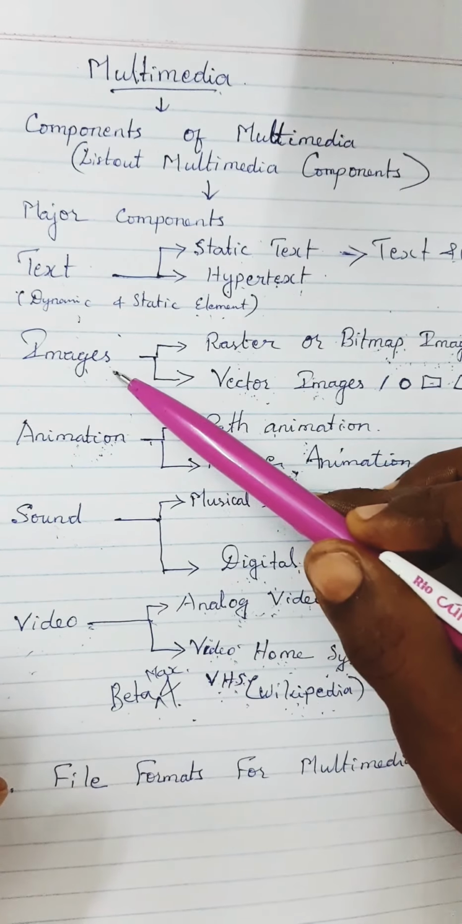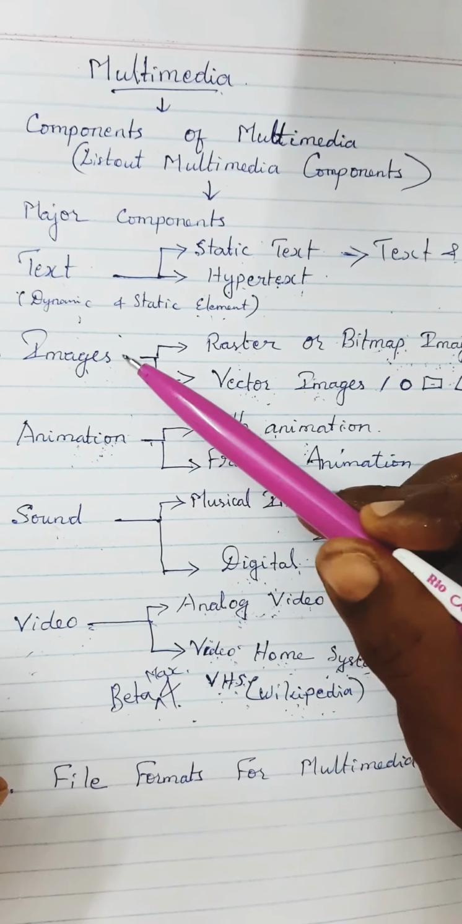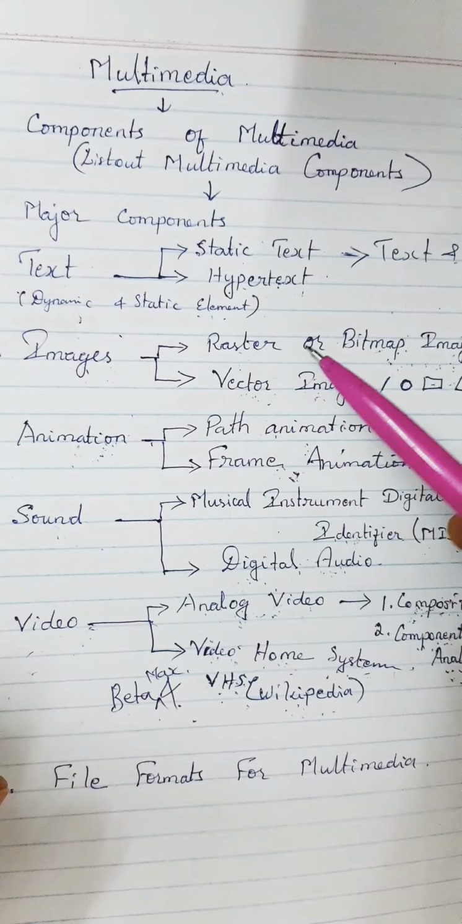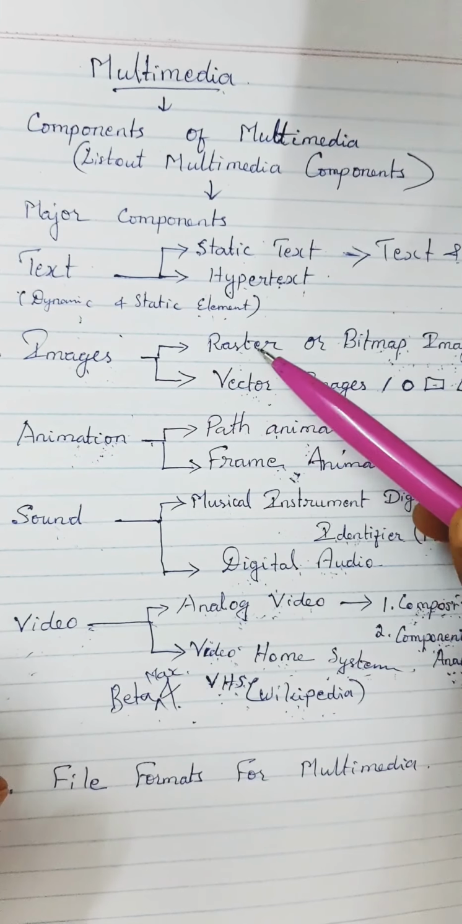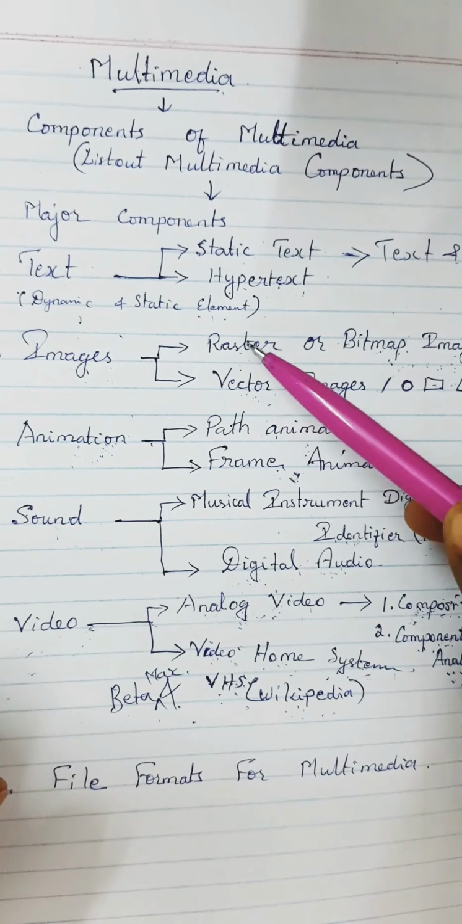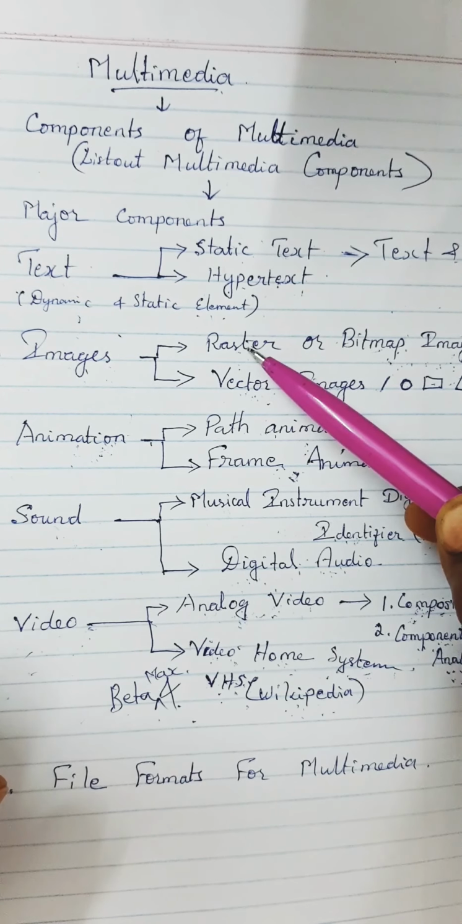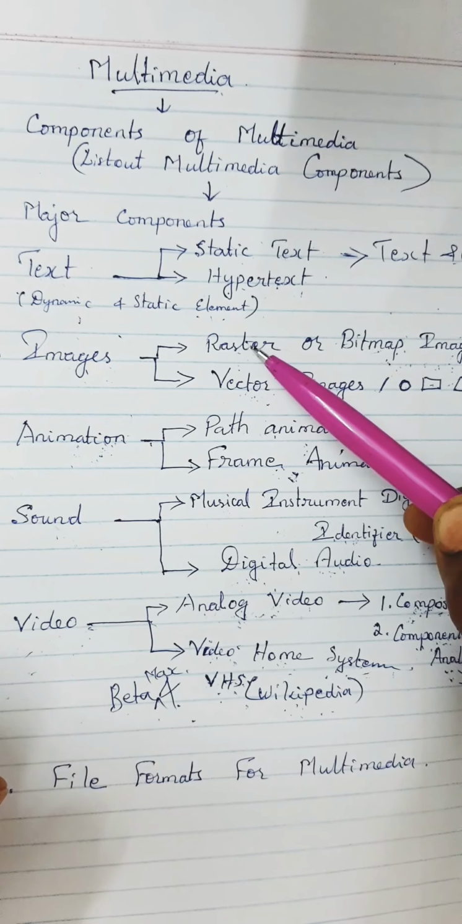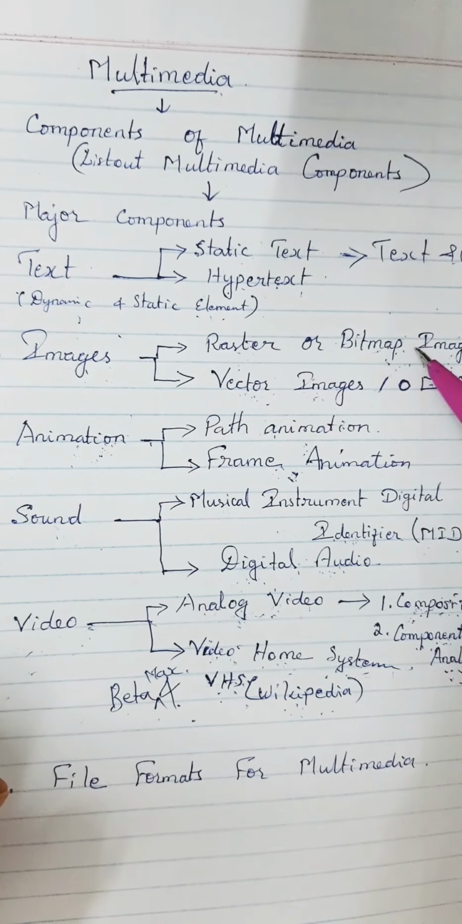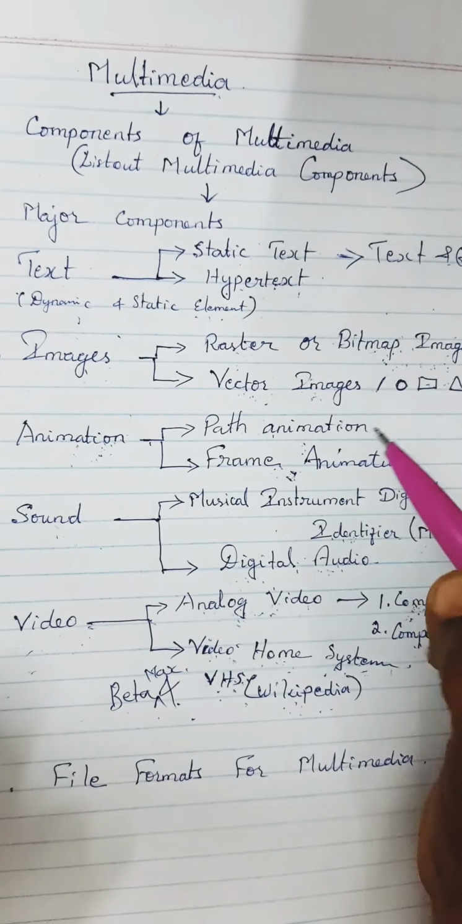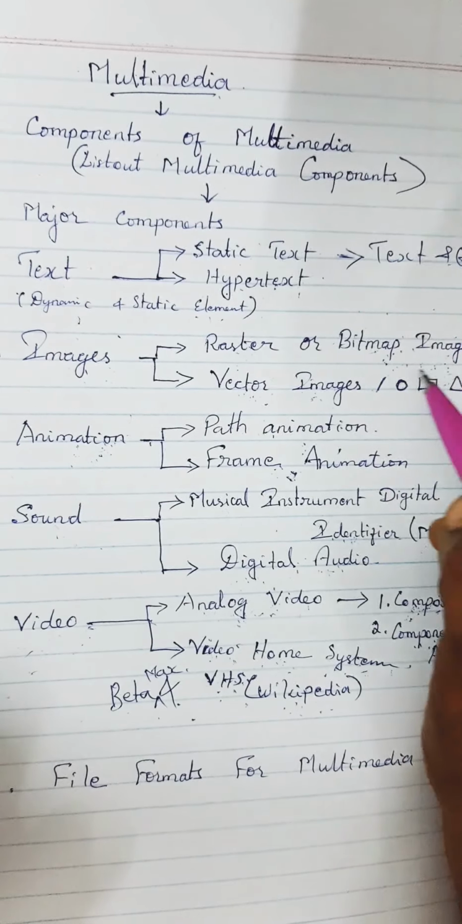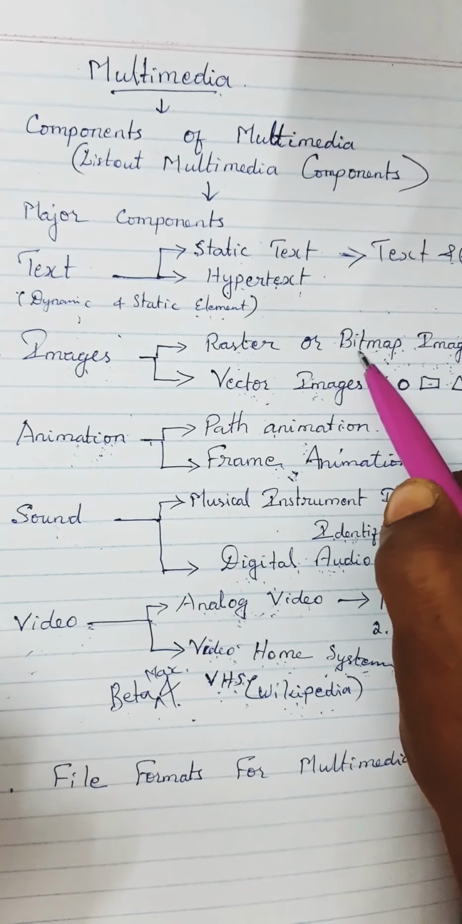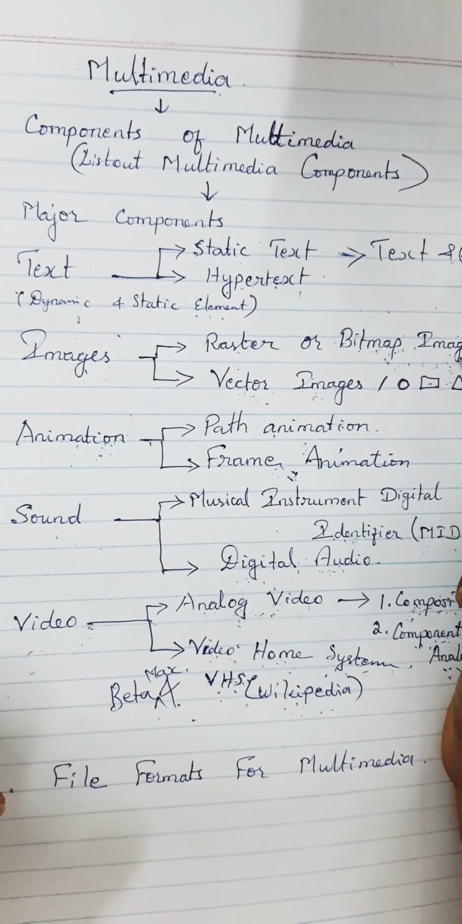Then the images. What do you mean by images? Images acts as a vital component. Next, that images are divided by 2, raster images and vector images. Raster images, the common comprehensive form of storing image in a computer is called a raster or a bitmap image. Why we are calling a bitmap images? It is used by bit or that is dotted on the screen resolution will be bit or byte. That way we are calling is bitmap images.